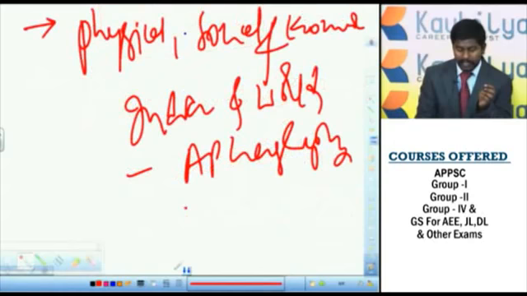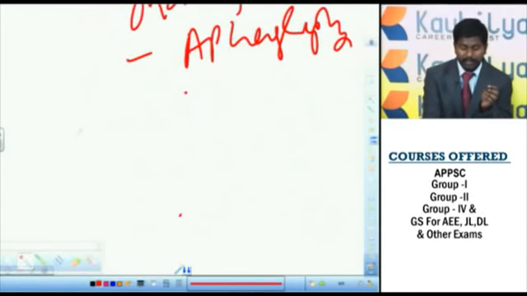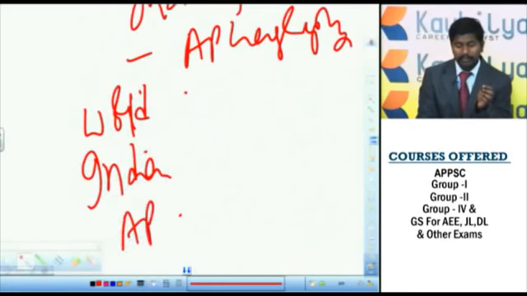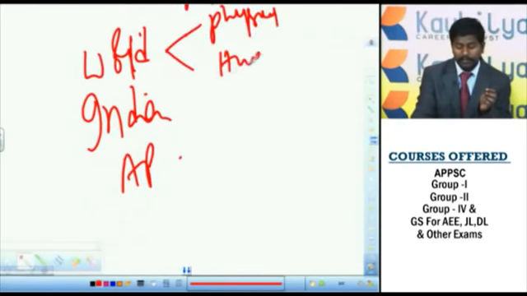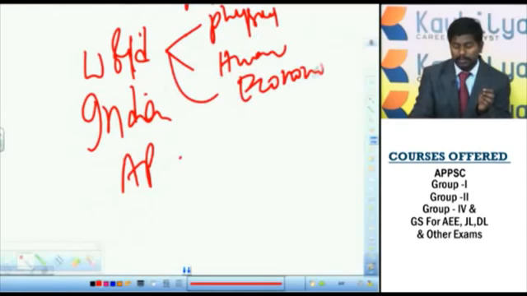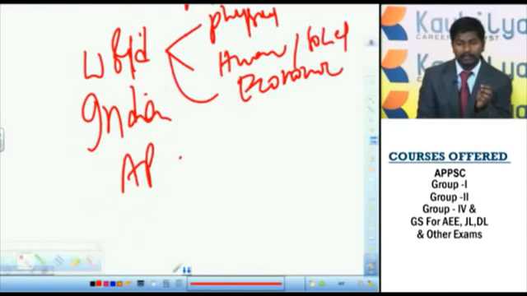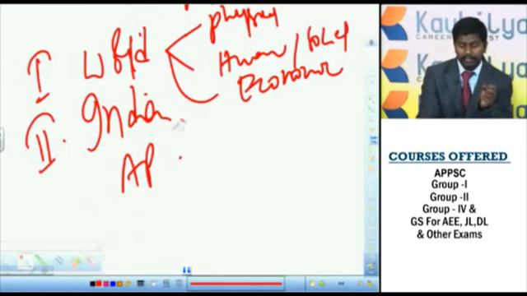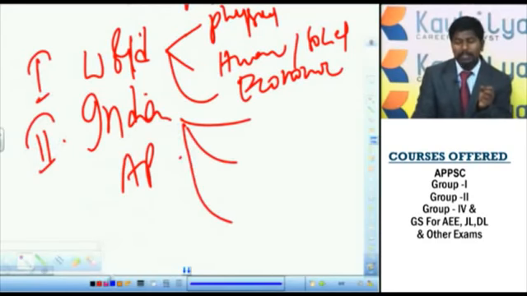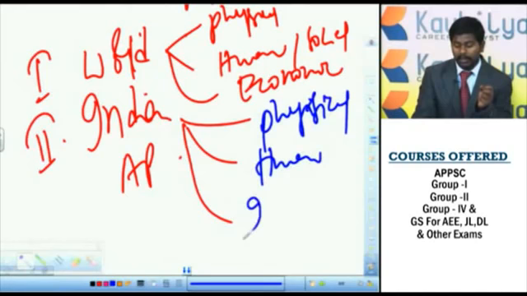That means the geography subject can be divided into 3 parts: world geography, Indian geography and AP geography. Again, world geography has world physical geography, world human or social geography, and world economic geography. These 3 are subparts of world geography. Then the second one is Indian geography. In Indian geography again there will be 3 subparts: Indian physical geography, Indian human or social geography, and Indian economic geography.